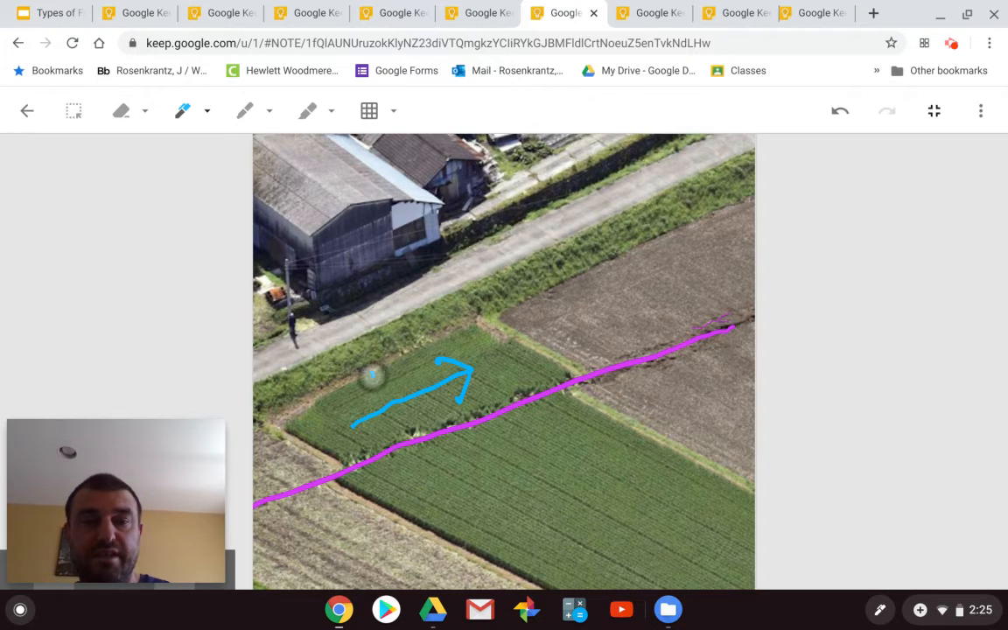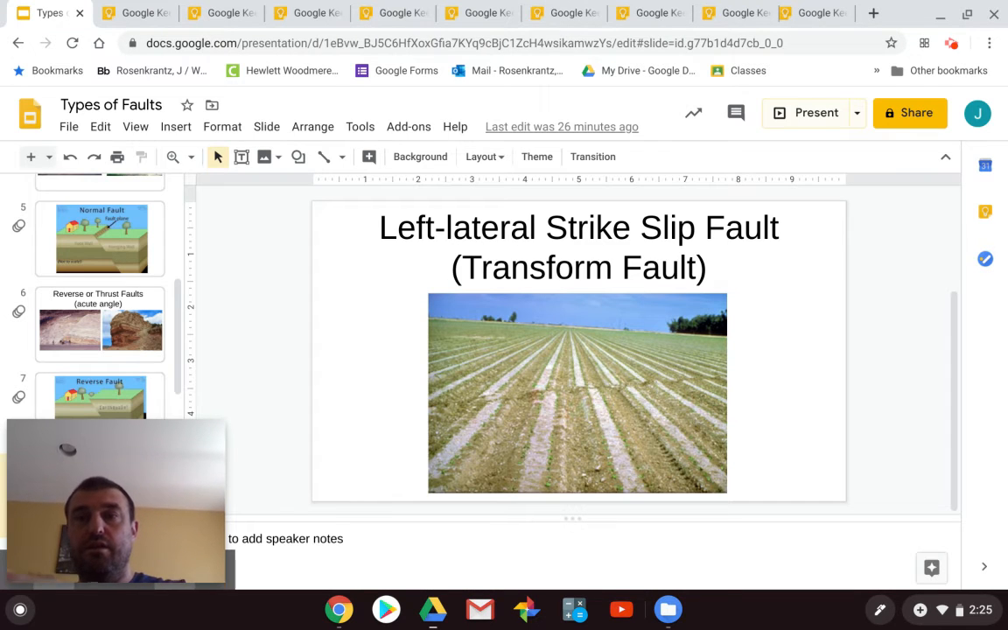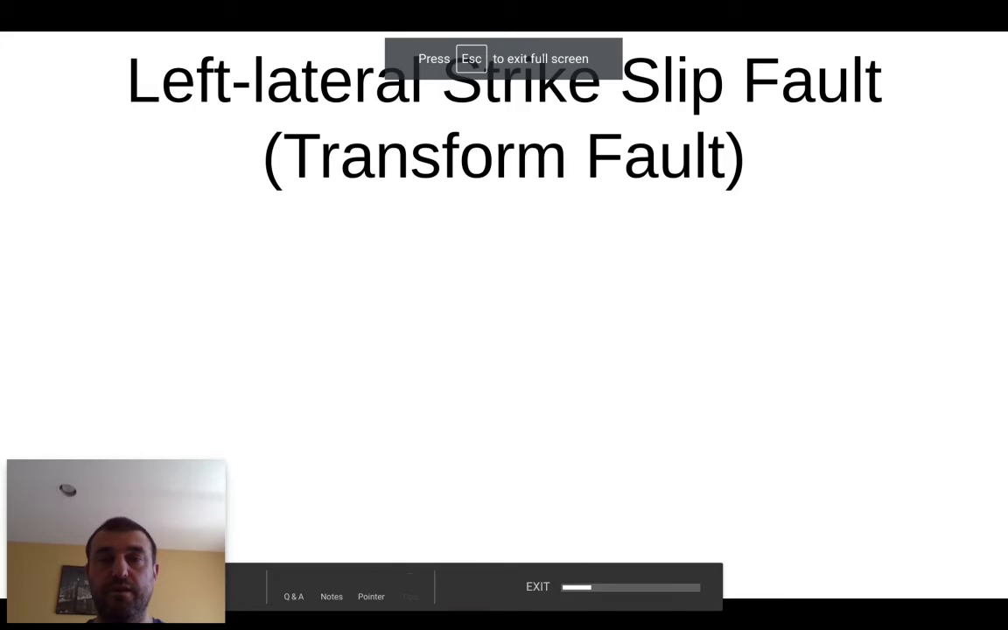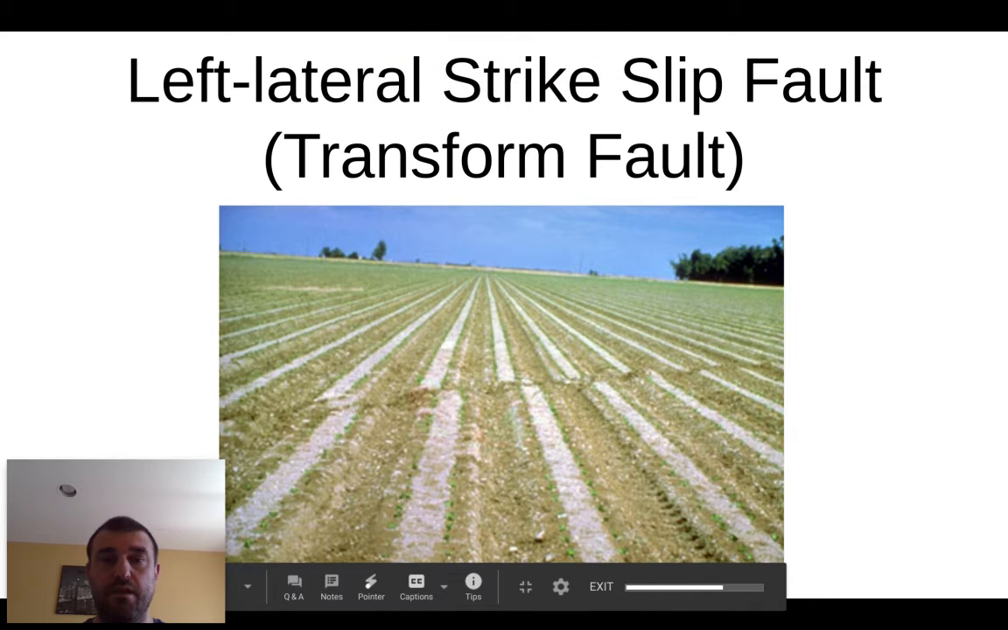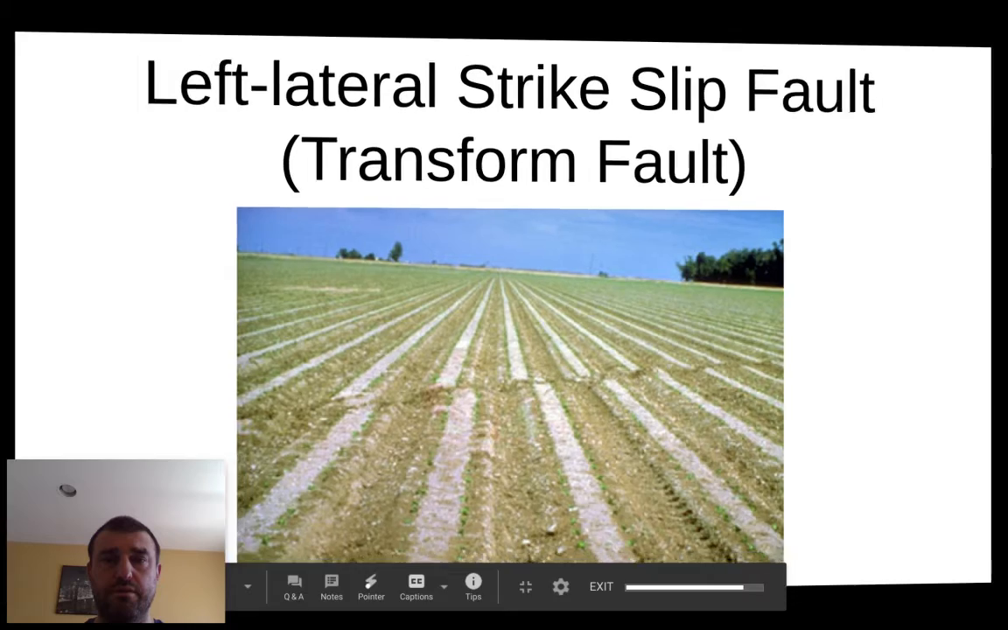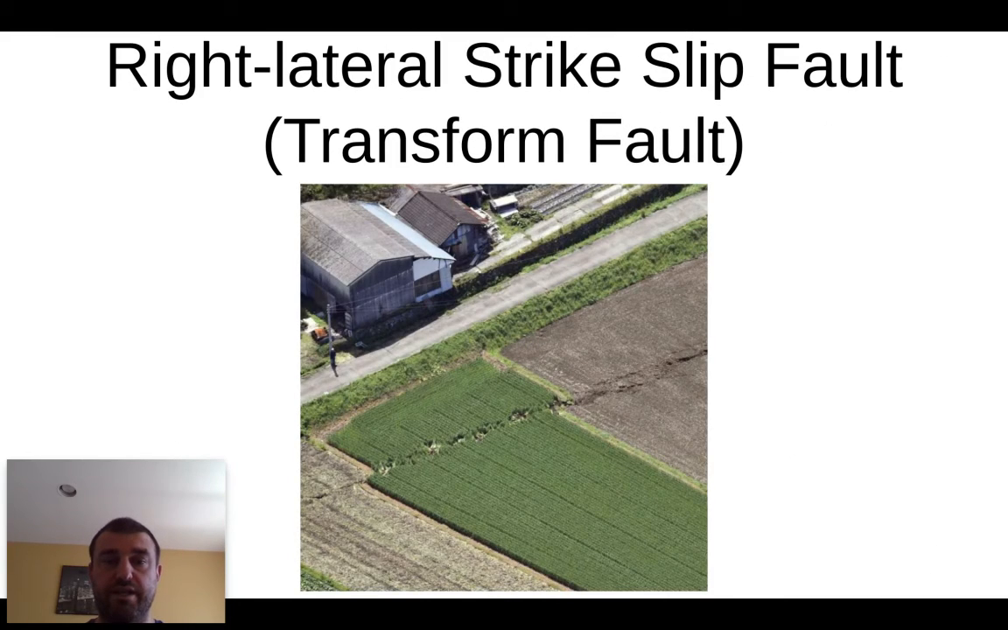But if you're standing here looking across, the other side moved to your right. So if you're at X looking towards Y, Y would also move to your right. So this is a right lateral fault, and that's actually what we have going on in California, a right lateral fault. Okay. So here's your left lateral, and here's your right lateral.